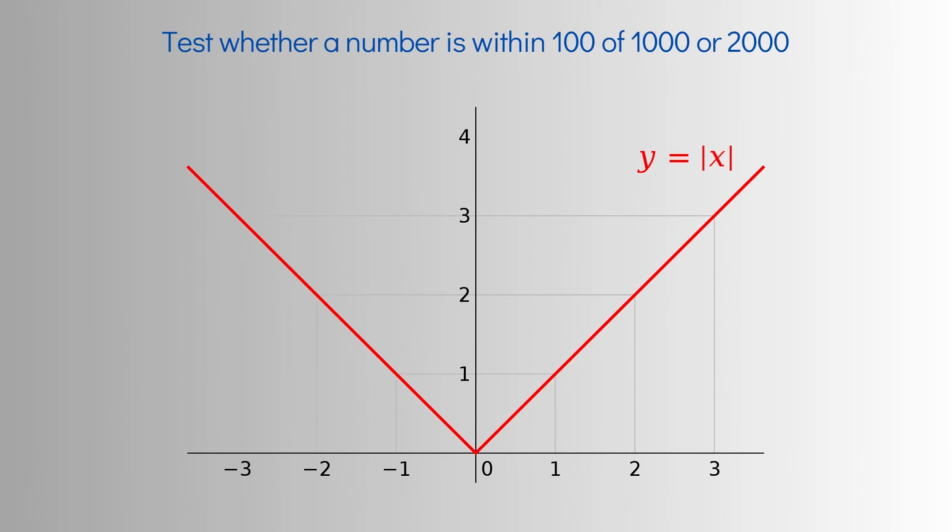Next task. Write a Python program to test whether a number is within 100 of 1000 or 2000. The picture shows the absolute value function graph. In this solution we will use the abs function. Let's see.